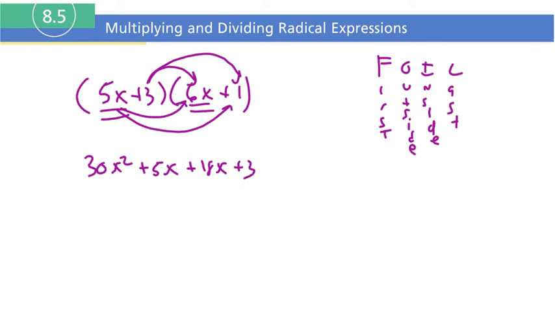Hopefully you learned that back in chapter 5, because we're going to use that now. And then, of course, you'd want to combine like terms here. So 30x squared plus 23x plus 3, and that would be the most simplified answer right there. So that's using FOIL, and we're going to be using FOIL here in just a few seconds.